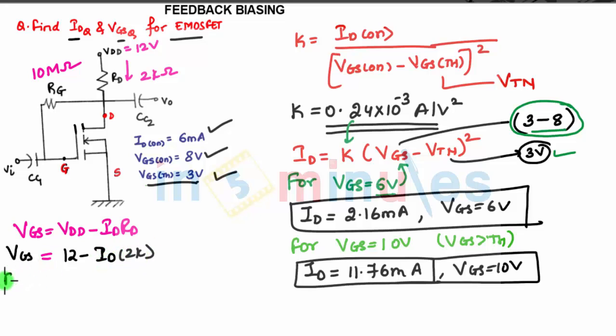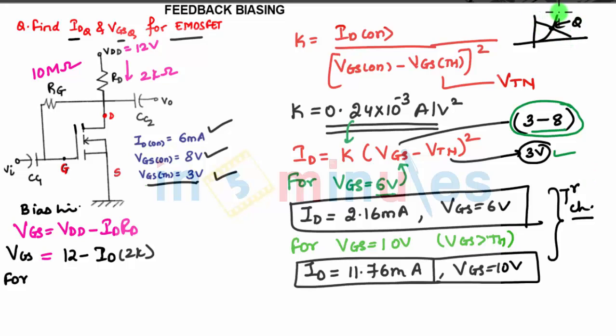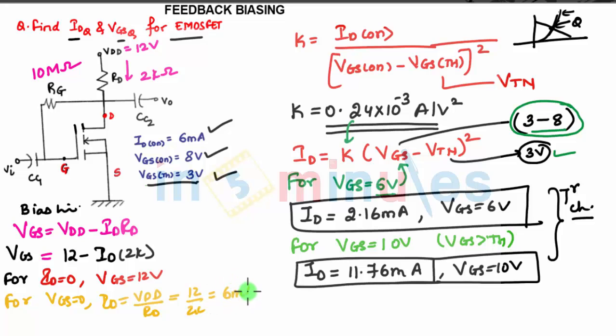So for now we are drawing the network bias line. This we have found for the transfer characteristics. These characteristics and the DC load line, where they intersect, that is your Q point. So we have done the transfer characteristics, now we are doing the DC load line. In this case, if my ID is 0, my VGS will be 12 volts, and for VGS equal to 0, my ID will be, as we have seen in the analysis also, VDD by RD, that is 12 by 2K, which gives me 6 milliamperes. This is for VGS equal to 0 volts.